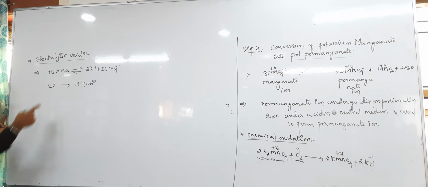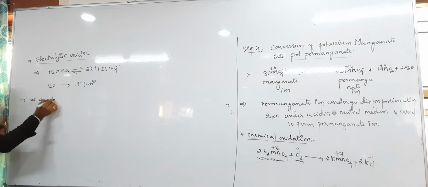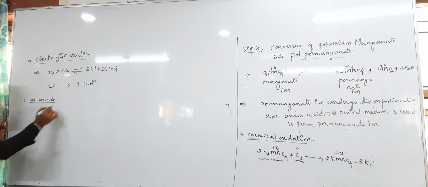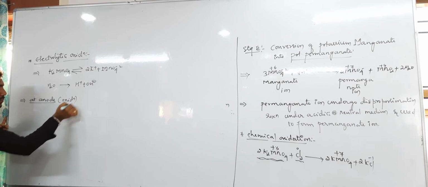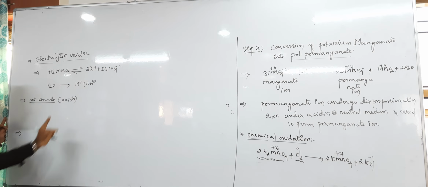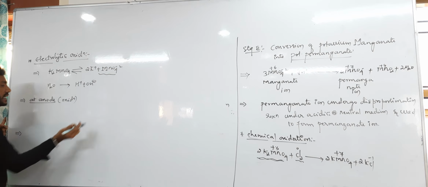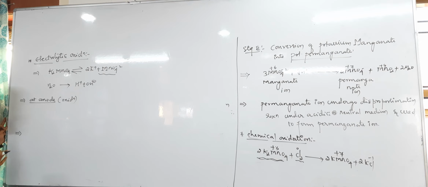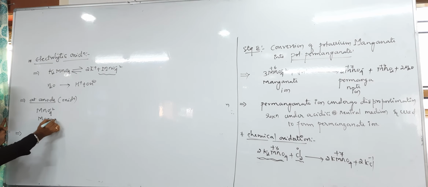Since it is electrolytic oxidation, of course the anode will be positive and the cathode will be negative. So at the anode, what happens, oxidation or reduction? Oxidation. So MnO4 2 minus and OH minus are present, and MnO4 2 minus first has to be deposited at the anode. MnO4 2 minus is the manganate ion.